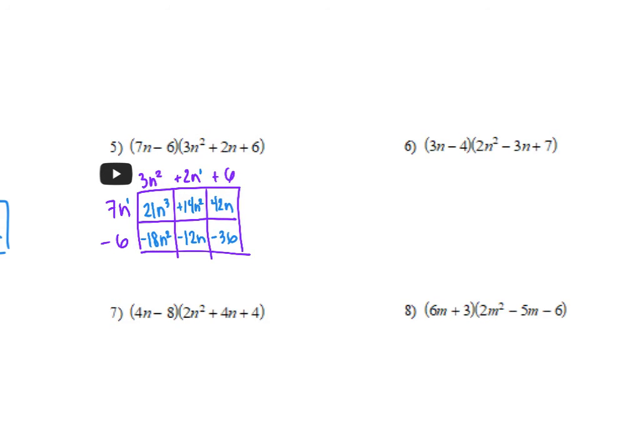From here, we're going to combine like terms. So starting with the highest degree exponent, we have 21n cubed. And then we have, these are like terms, so 14 and negative 18, that makes negative 4n squared. Then we have these like terms, 42 and negative 12, so that's plus 30n. And then I have negative 36.